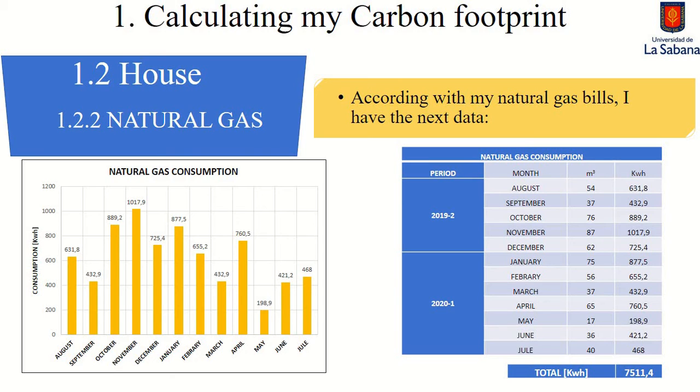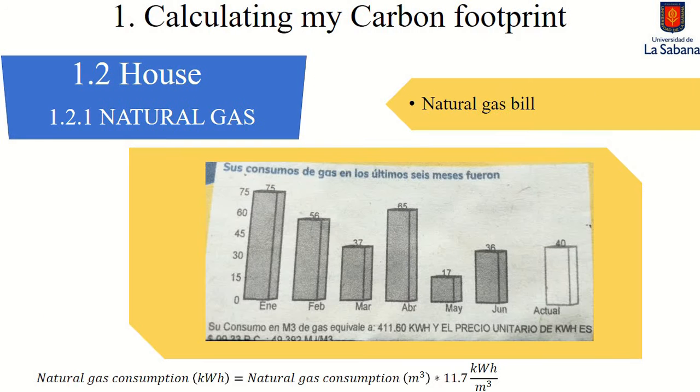According to the Propano Gas Company, the conversion factor is 11.7 to go from cubic meters to kilowatt hour. Therefore, performing the following operation, the gas consumption is calculated in units of kilowatt hour. So here is the operation and an example of the consumption of natural gas.